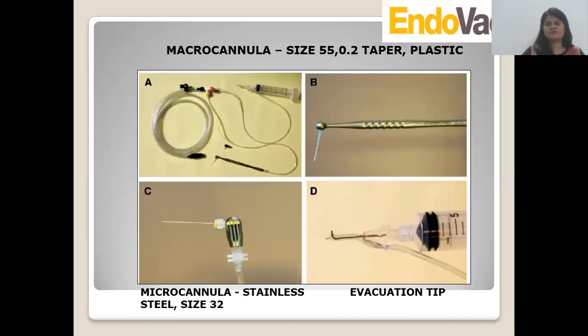The EndoVac system includes a macro cannula, plastic in material, with a size ranging from 55 and 0.2 taper, and a micro cannula which includes a stainless steel needle of 32 gauge size and an evacuation tip.